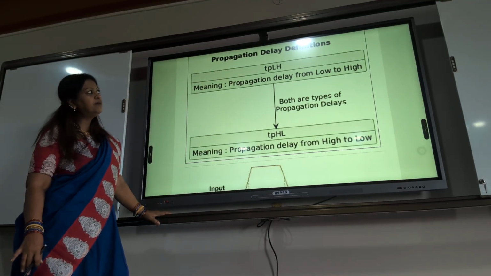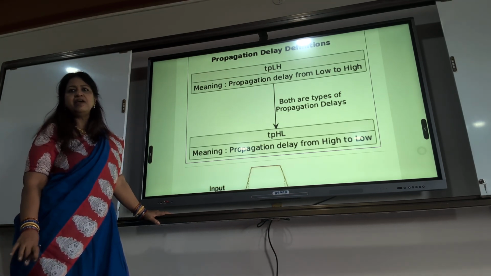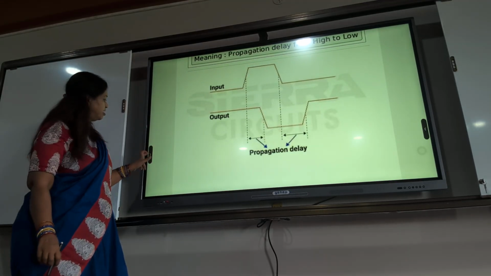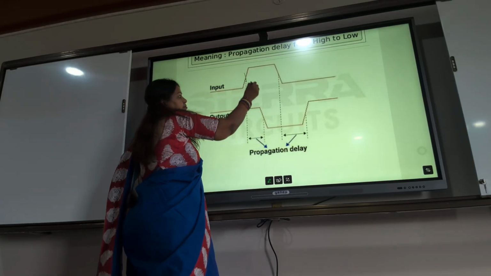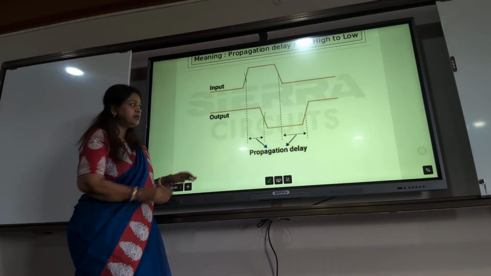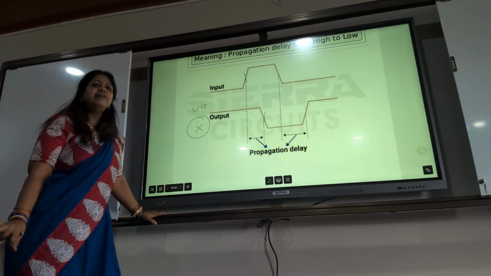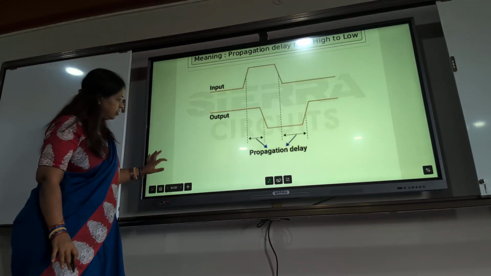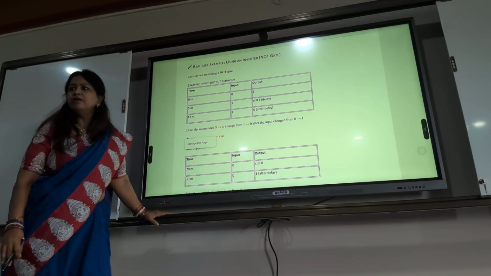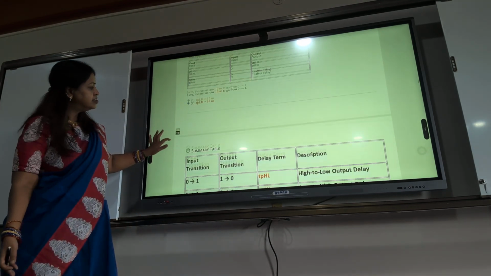When the propagation delay goes from low to high, it is tPLH. And when it goes from high to low, it is tPHL. This is the diagram you have to remember. It is measured from the middle to middle, not from middle to end. That diagram you have to practice, and this is also a very important university question. This is one example. You can write some example of when the input changes, how much delay it causes for the output to change.